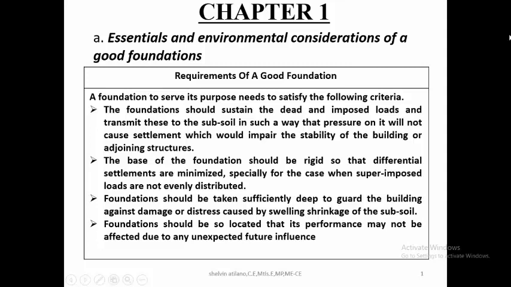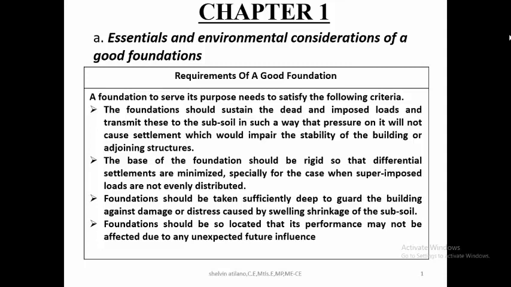So, good morning everyone. Today I will discuss foundation engineering, starting with chapter 1. Chapter 1 is about the general view of foundation structures, in terms of their definition, their types, and some empirical formulas.